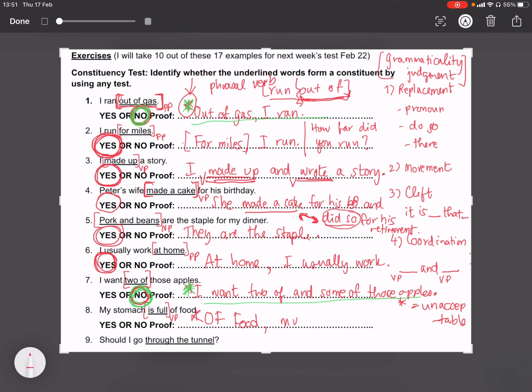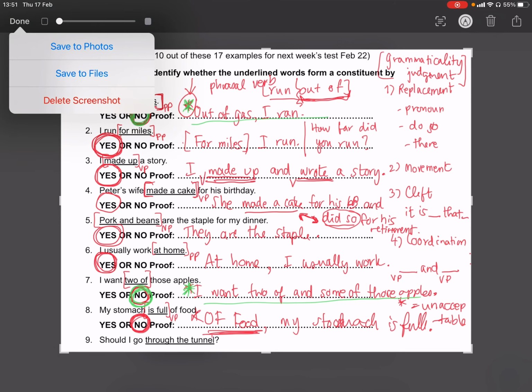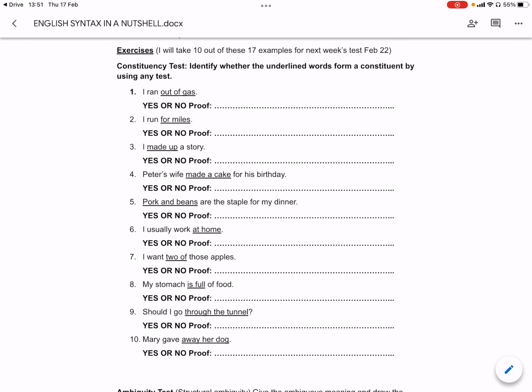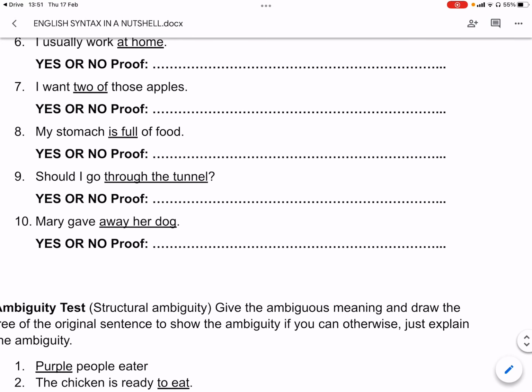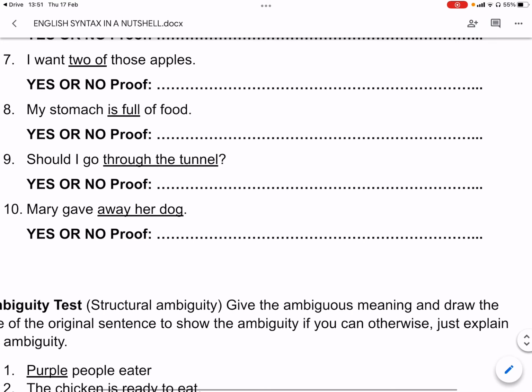My stomach is full. So my stomach is full. This is wrong, okay? Because if you only say my stomach is full, it's fine. But you cannot put of food in front of this. So the answer is no. Okay? Get it? Now, next is number 9 and number 10. Number 9, number 10. Can you do it?